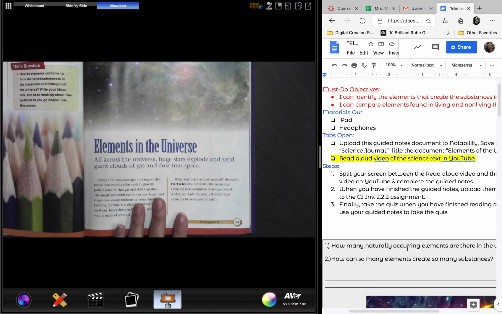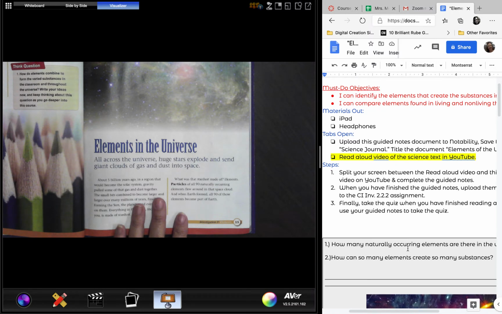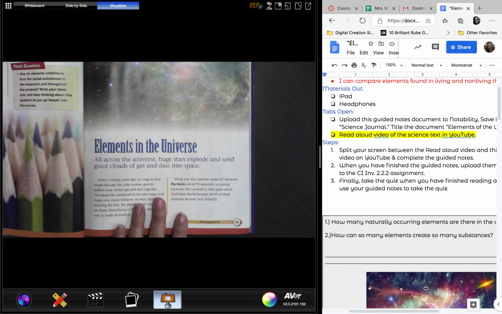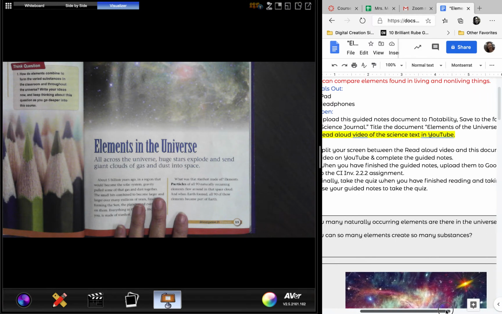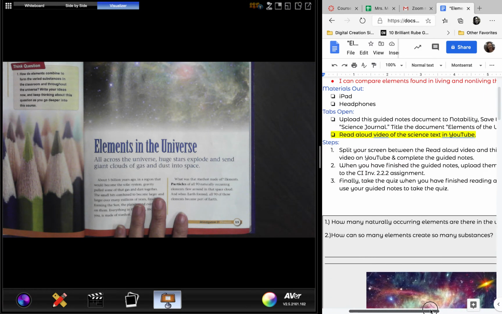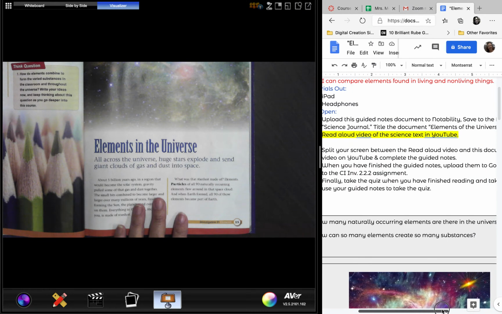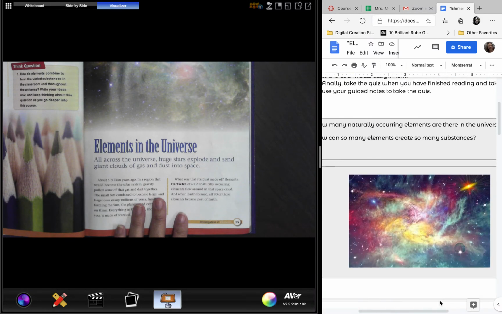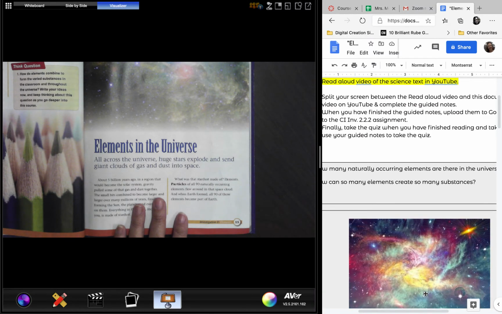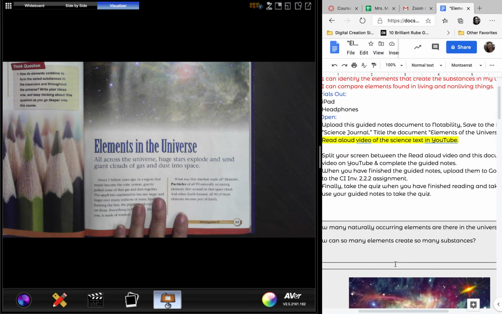So let's begin. This first page is called Elements of the Universe, and we are going to be looking for the answers right here in this first gray box. So let's read the questions first. How many naturally occurring elements are in the universe? And how can so many elements create so many substances? And so this is a picture of the universe, and this is going to be information we find on this first page.